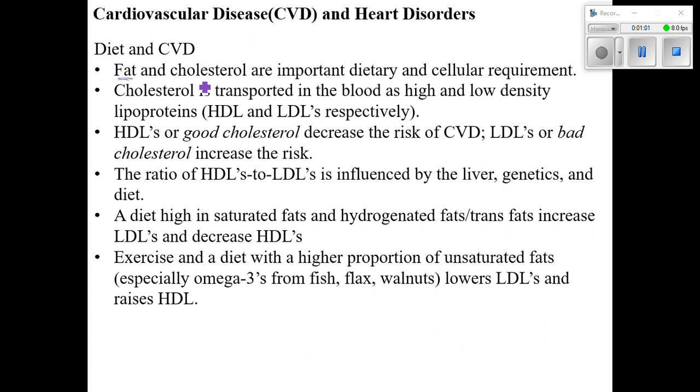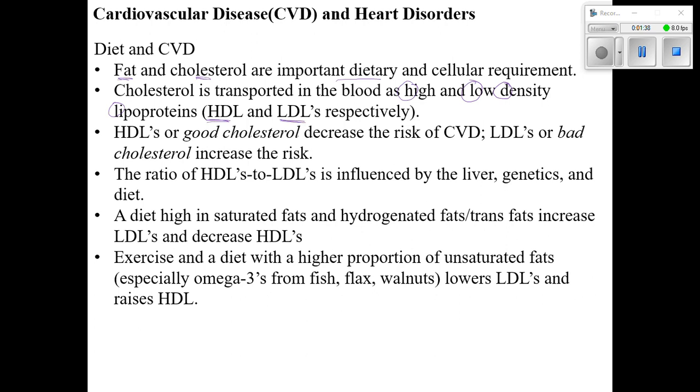What you also take in through your diet is cholesterol, and cholesterol, again, is one component of your cell membrane embedded in the phospholipid bilayer. So both of these, in fact, are very important dietary components that are necessary and required by your body. Cholesterol is transported in your blood in two different forms. And those two different forms are what are referred to as high density lipoproteins, or HDLs, and the other one, low density lipoproteins, or the LDLs.